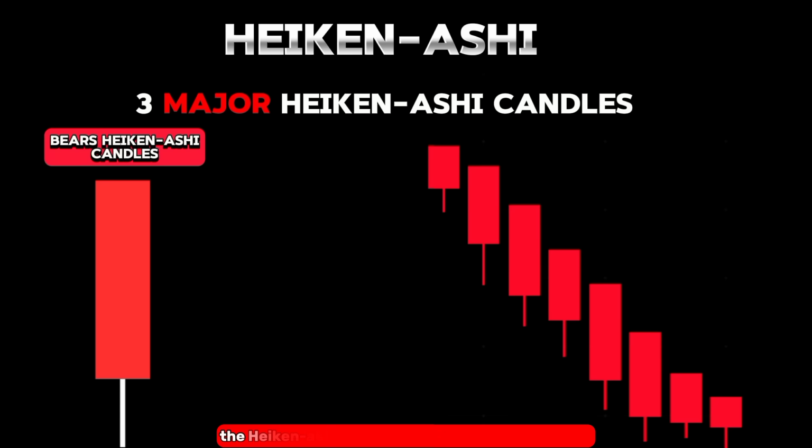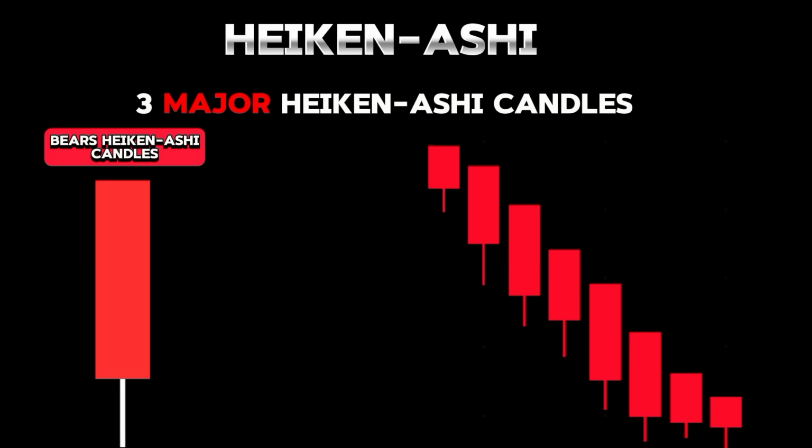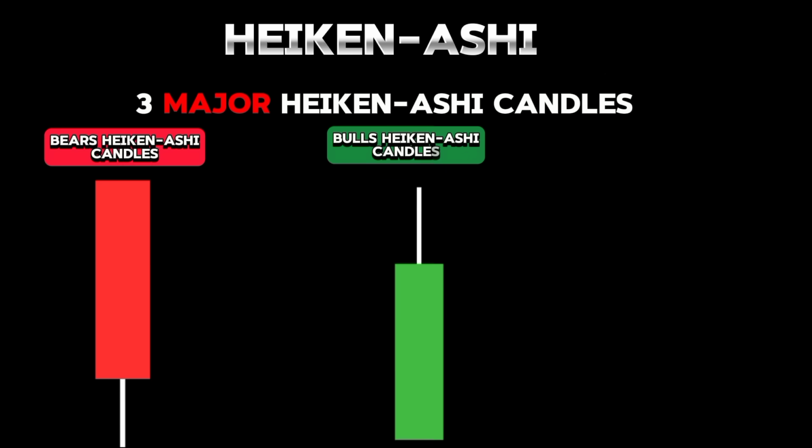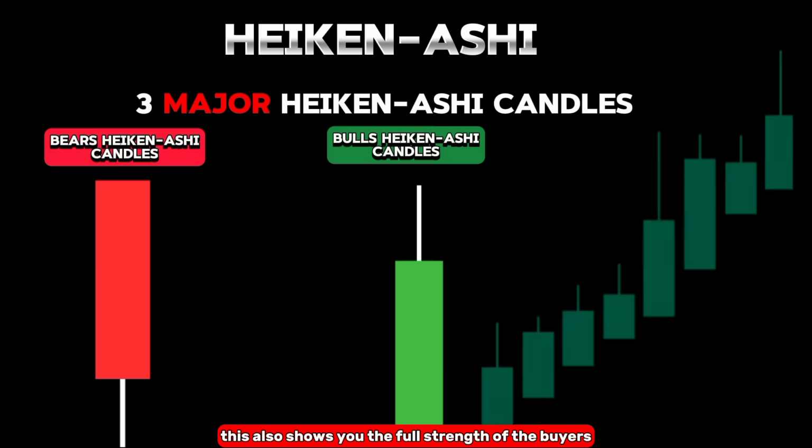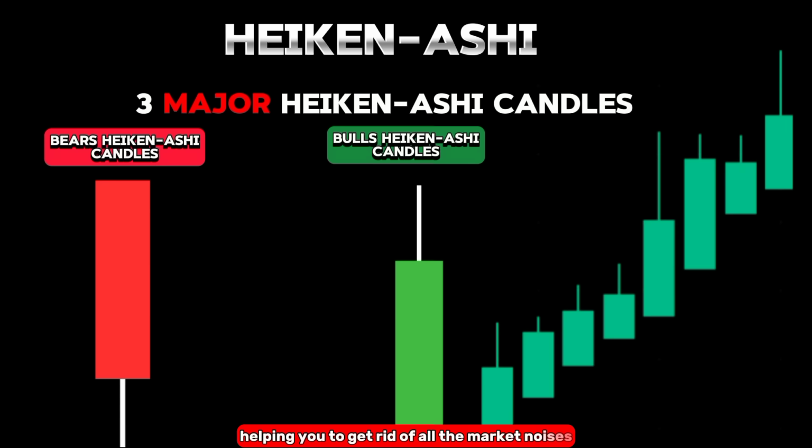You see, the Heikin-Ashi is not like the normal candlesticks, where you can see a lot of bearish and bullish candlesticks as the price is moving. The Heikin-Ashi will only show you the full strength of the sellers, helping you to get rid of all the market noises. The second Heikin-Ashi candle is the bull's Heikin-Ashi candlestick. This also shows you the full strength of the buyers, helping you to get rid of all the market noises and showing you exactly what is happening on the chart.